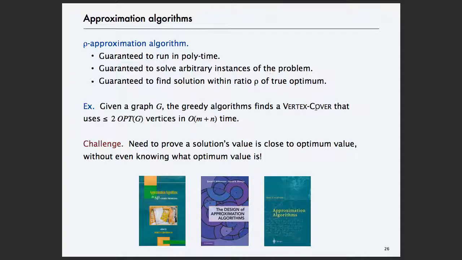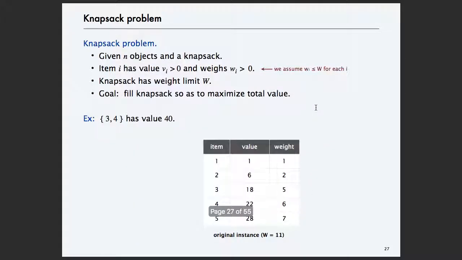So, for example, for vertex cover, greedy algorithms are guaranteed to be within 2. So I may not be perfect, but I'm at most halfway off, which is cool. For some of the problems, we have cool approximation algorithms.